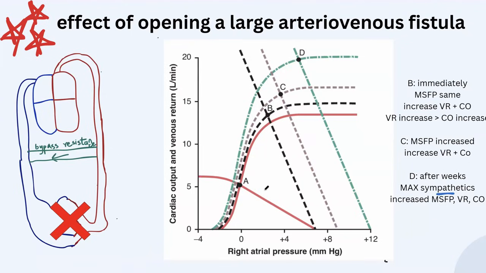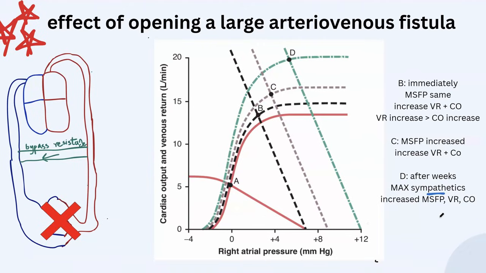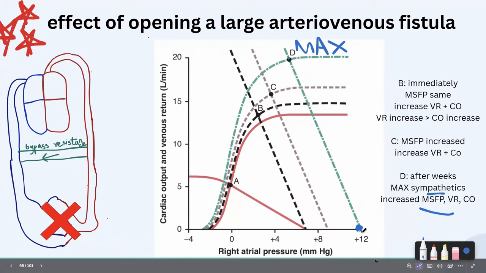And the venous return is also greatly increased. And also note that the MSFP has increased further. So the green ones are where you have maximum sympathetic stimulation after a few weeks, okay? So at point D, you can see that the cardiac contractility curve is high, it's extremely high. And the venous return curve is extremely high as well, way to the right. And you can see here that the mean systemic filling pressure is 12 right now. The right atrial pressure is also over here. You can see that after a few weeks, that sympathetic stimulation is the highest.